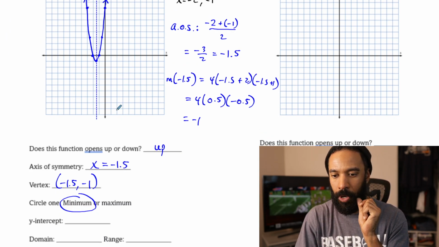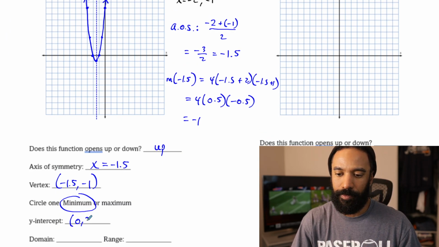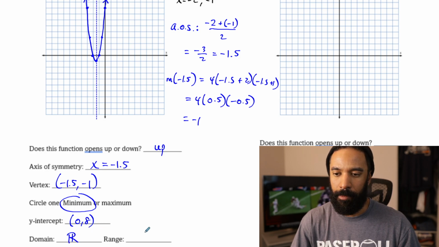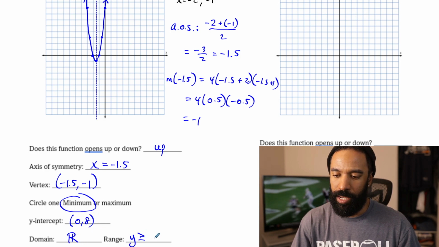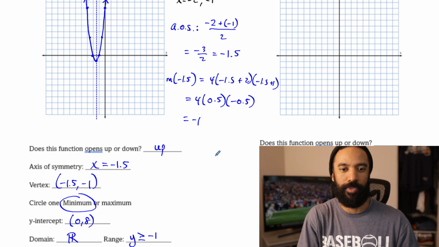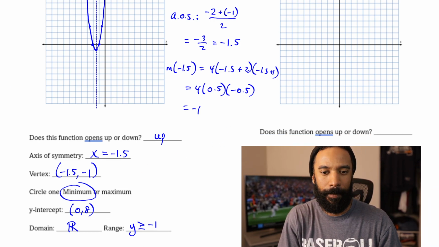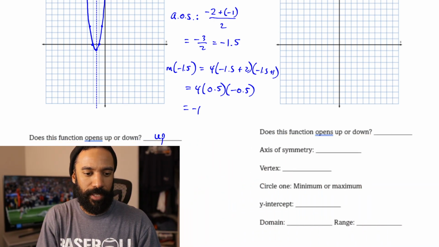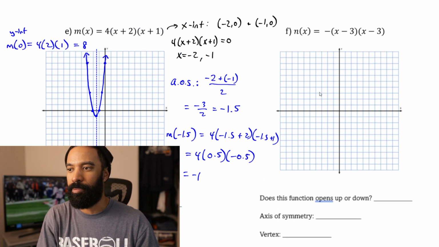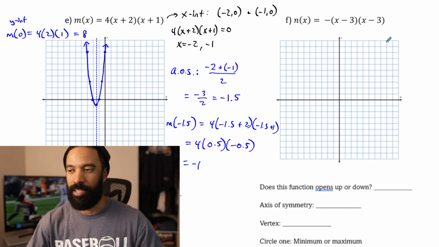Did we answer well? Now. Y-intercept was 0, 8. Domain is all real numbers. Range is y is greater than or equal to negative 1. Negative 1 was the lowest value on y. Let's move forward and let's look at part F. I believe this is probably the last version of these kinds of questions.